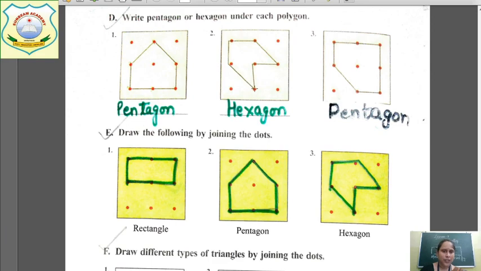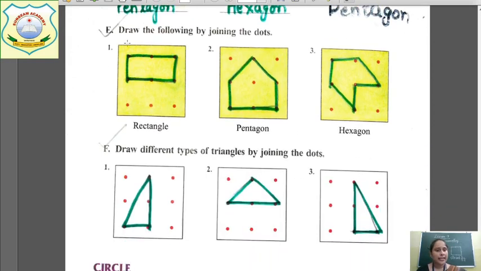Now count how many sides are there? 1, 2, 3, 4, 5 and 6. So 6 sides are here in this shape. That is why it is known as a hexagon. Now again count the third figure. How many sides are there? 1, 2, 3, 4, 5. So there are 5 sides. That's why it is known as a pentagon.